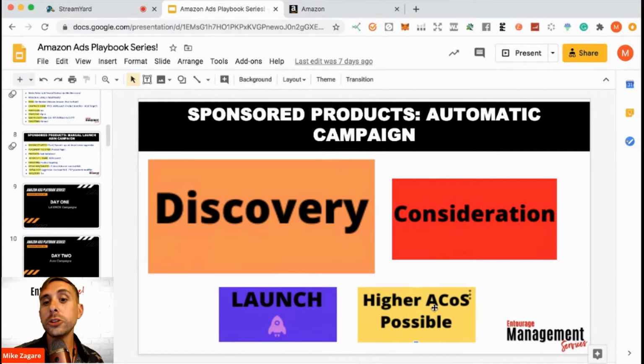Just expect that you could have higher ACOS possible, but that is not the case all the time. We've seen auto campaigns that are just absolutely crushing it with low ACOS. So just because it's an auto campaign doesn't mean you can't set it up the right way. You can modify your bids the right way, even do a little bit of negatives here and there to make sure that your ACOS is within your target goals.